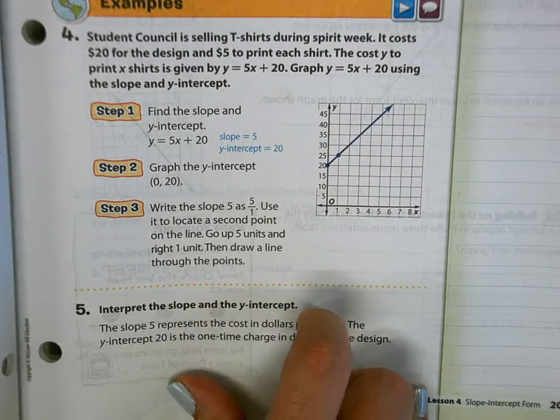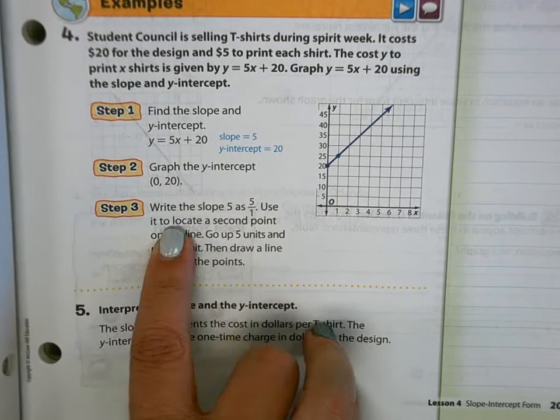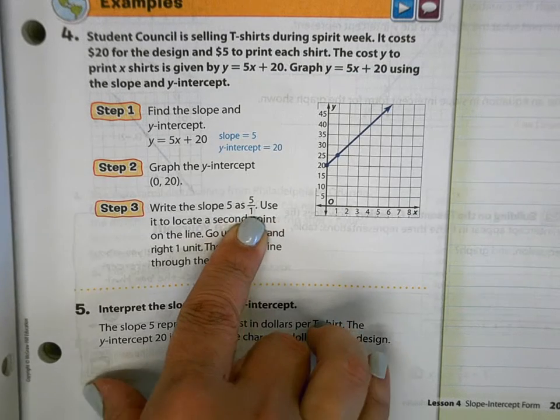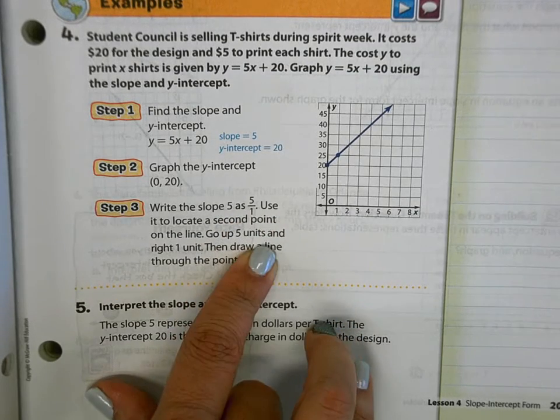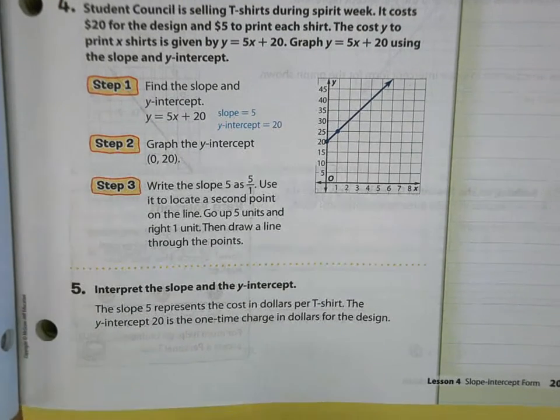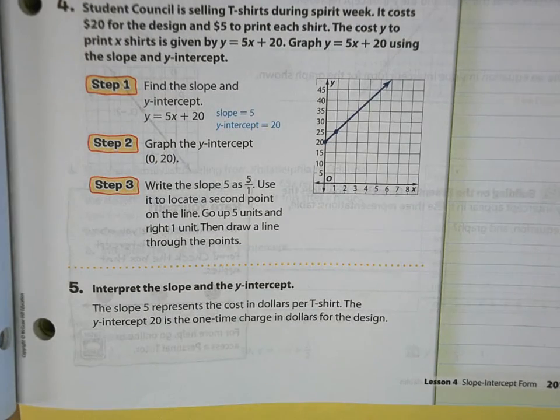Then it says graph the y-intercept, right? So we got that. Write the slope 5/1. Like I told you, it's just easier for you to get used to doing that. Okay? And now see on number 5, I want you guys to read it and think about it for a minute. I'll read it out loud. It says the slope 5 represents the cost in dollars per t-shirt. The y-intercept 20 is the one-time charge in dollars for the design.